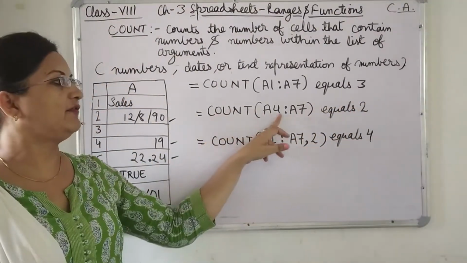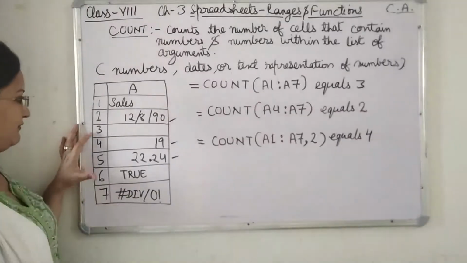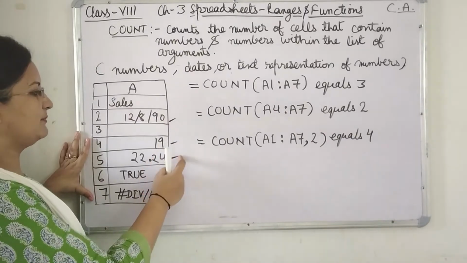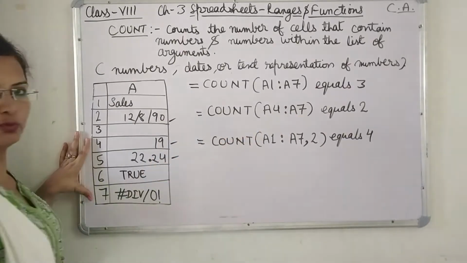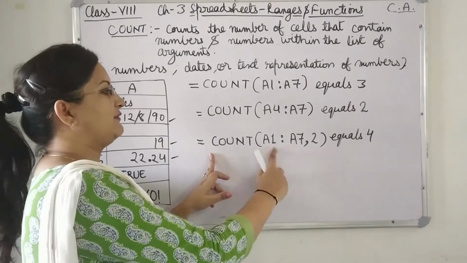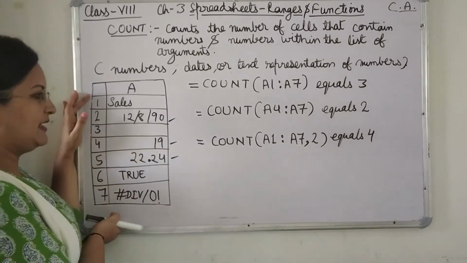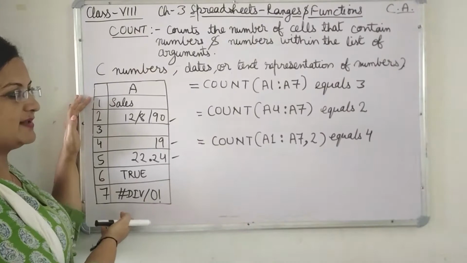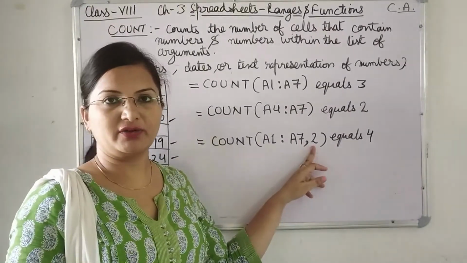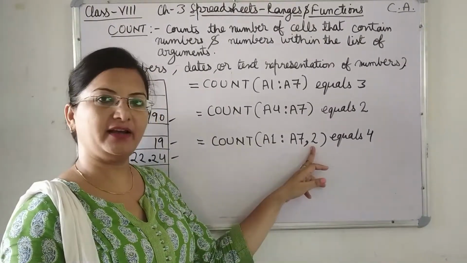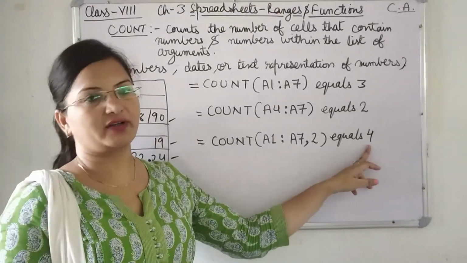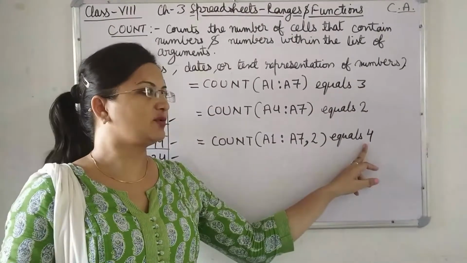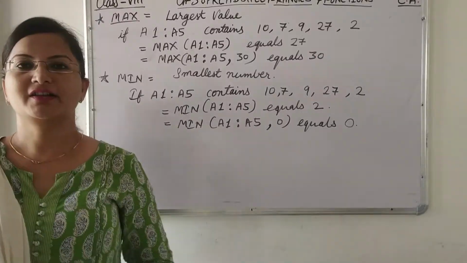Now count A4 to A7. You can see A4 to A7. How many numbers are there? 2 numbers. So the answer will be 2. Then count A1 to A7, that means all, and comma 2 is also there. So here there will be 3 numbers, and count this 2 also. So one more number here, that means 4. Okay, 3 and 1, got it? So its answer will be 4.